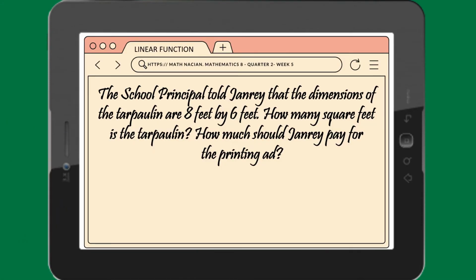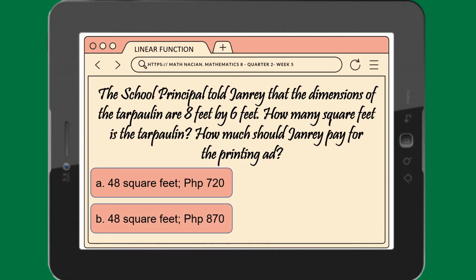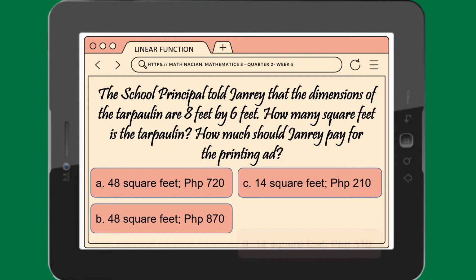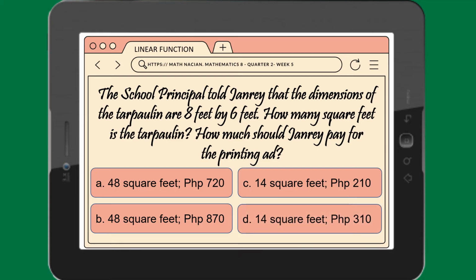Now for the last question, the school principal told John Ray that the dimensions of the tarpaulin are 8 feet by 6 feet. How many square feet is the tarpaulin? How much should John Ray pay for the printing ad? Letter A, 48 square feet and John Ray must pay 720 pesos. Letter B, 48 square feet and he should pay 870 pesos. Letter C, 14 square feet and he should pay 210 pesos. And letter D, 14 square feet and he should pay 310 pesos.